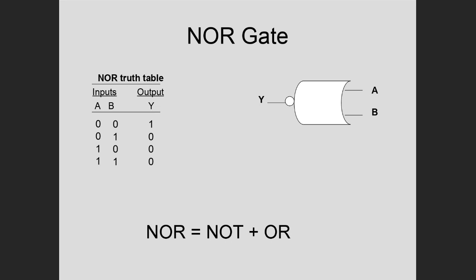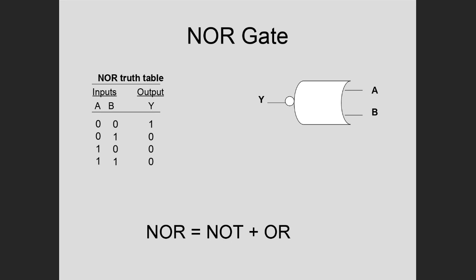So these are derived gates. The NAND and the NOR are derived gates. You take the basic logic gates, the basic AND, OR and NOT, put them together, and you get a derived gate.